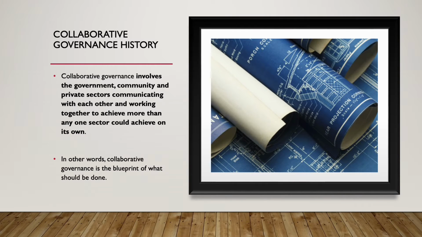According to John Donahue and Richard Zeckhauser, authors of the book Collaborative Governance, Private Roles for Public Goals in Turbulent Times, collaborative governance is the guide or framework utilized to design and implement a collaborative project. This means that collaborative governance is the blueprint of what should be done. In relation to universities, an example of this is the P20 partnership utilized across the United States to bridge the gap from non-college bound students to college bound students.